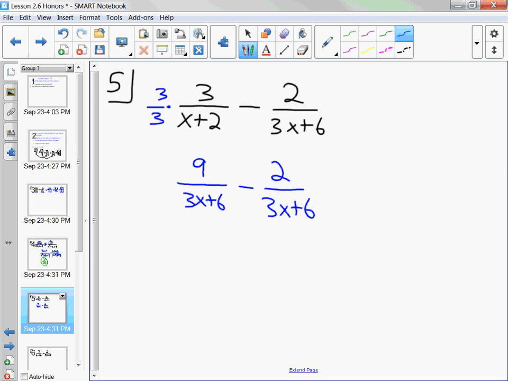And now I'm ready, since I have common denominators, to do the subtraction. 9 minus 2 is 7 over 3x plus 6. Now I already know that the bottom factors to be 3 times x plus 2, but neither one of those will cancel with 7, so I can just leave my answer like this. Or I can leave it as 3 times x plus 2 on the bottom. Either way works. Go ahead and pause it and do number 6.